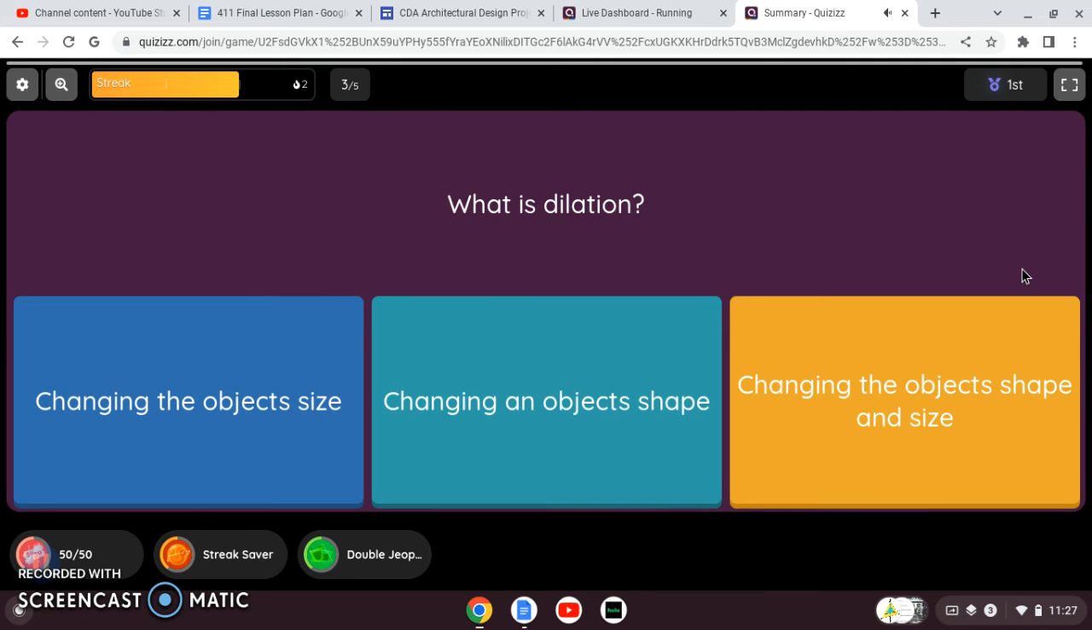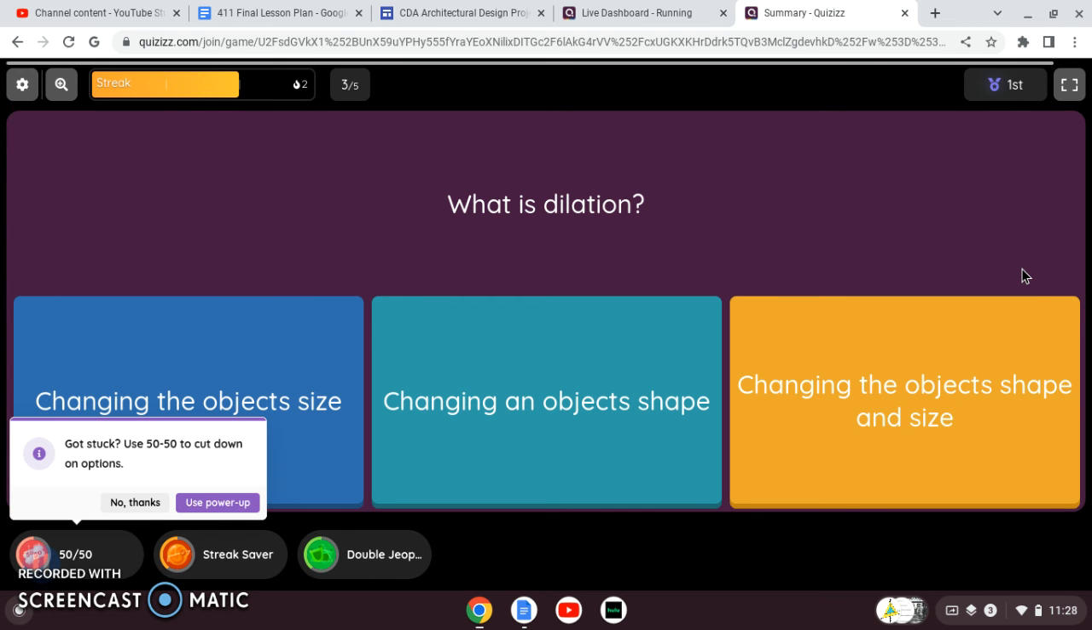Okay, what is dilation? We kind of just touched on this. Go ahead and pause the video and talk about it, and we'll come back together. Hopefully that was a short discussion since we kind of just talked about it and we've been learning about it for a little while now. We have 3 choices again. So changing the object size, changing an object shape, changing the object shape and size.